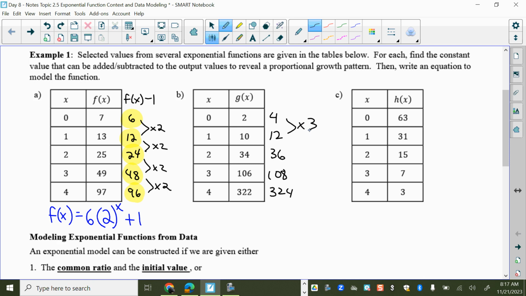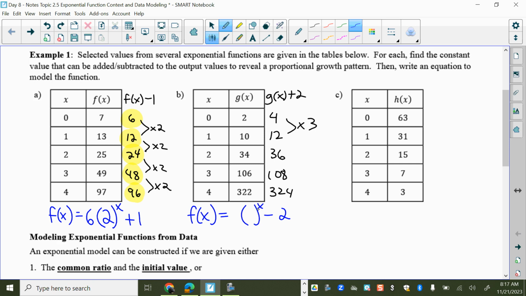So what did you have to do to g of x to get these answers? You had to add 2. So this is g of x plus 2. So someone, when they were doing the equation, must have taken these black answers and subtracted 2 from them, right? Right. So f of x equals, so they must have taken the answers I was getting and subtracted 2, but I need something to the x power, and I need an initial term.